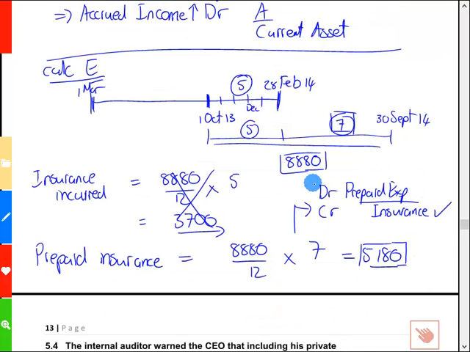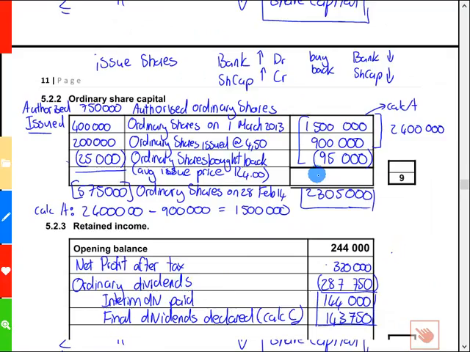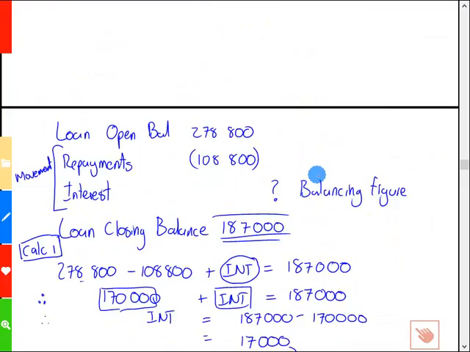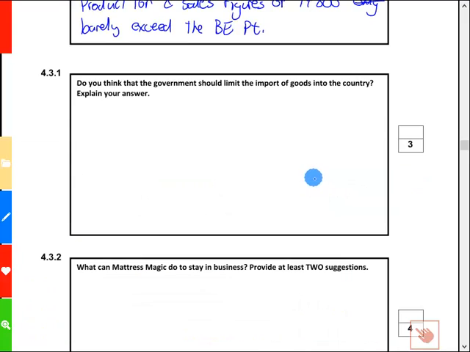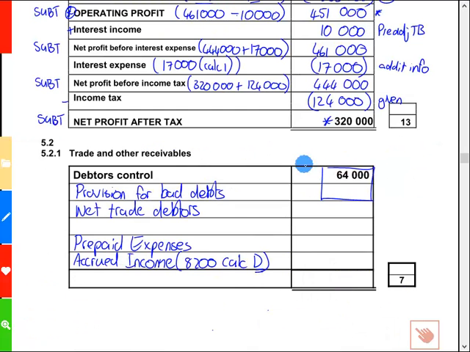So if we go to our trade and other receivables note, calculation E, oops, went too far there. Calculation E, amount is 5,180. And we can fill that in there. 100%. Good.